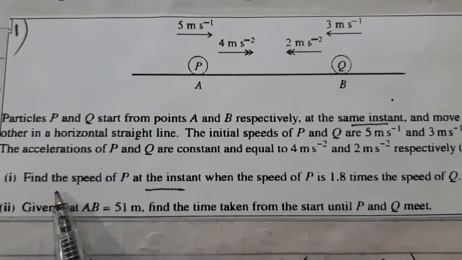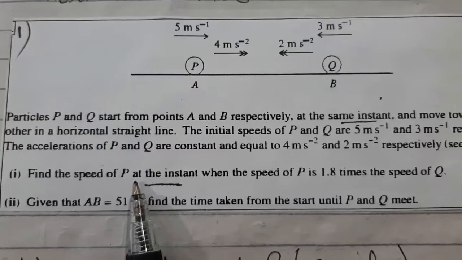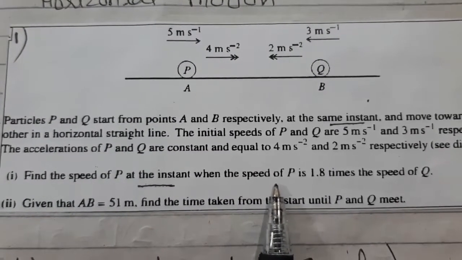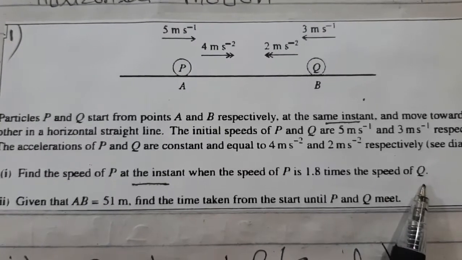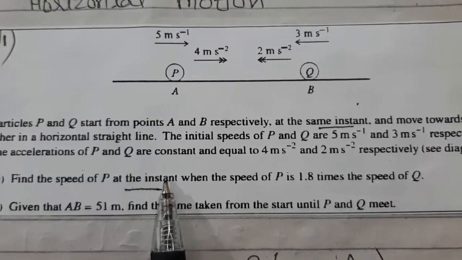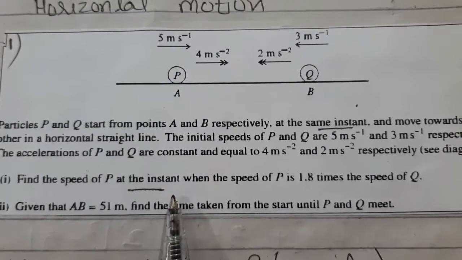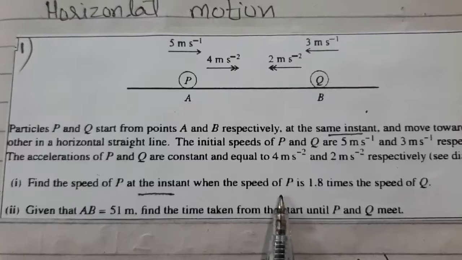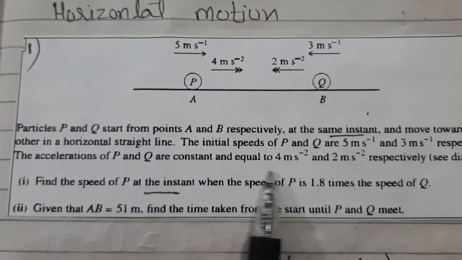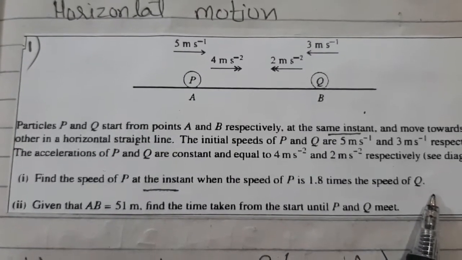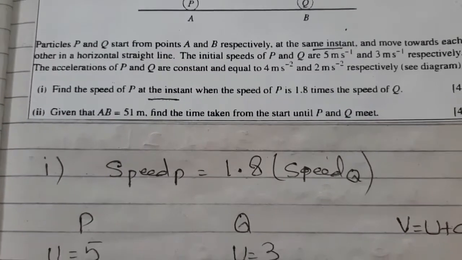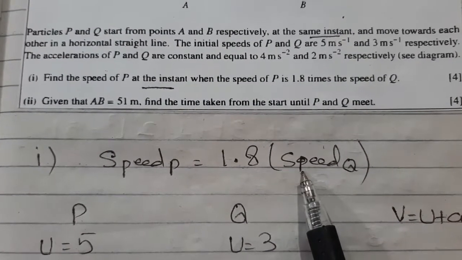Now the question is saying, find the speed of P at the instant when the speed of P is 1.8 times the speed of Q. So I have to find the speed of P at this time. Basically, I have to find out the time when the speed of P is 1.8 times the speed of Q. This portion is giving me a hint to form an equation. So to find the speed of P, I will use this relationship which is given to me.